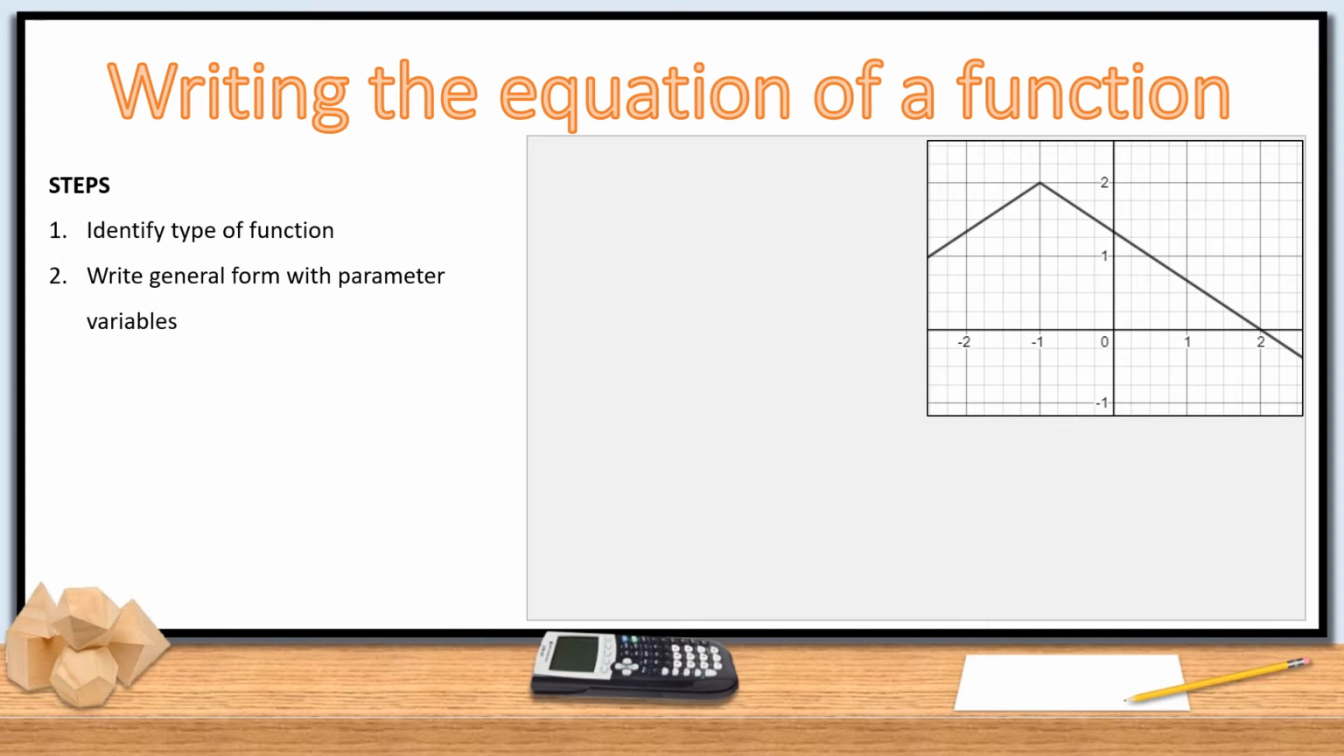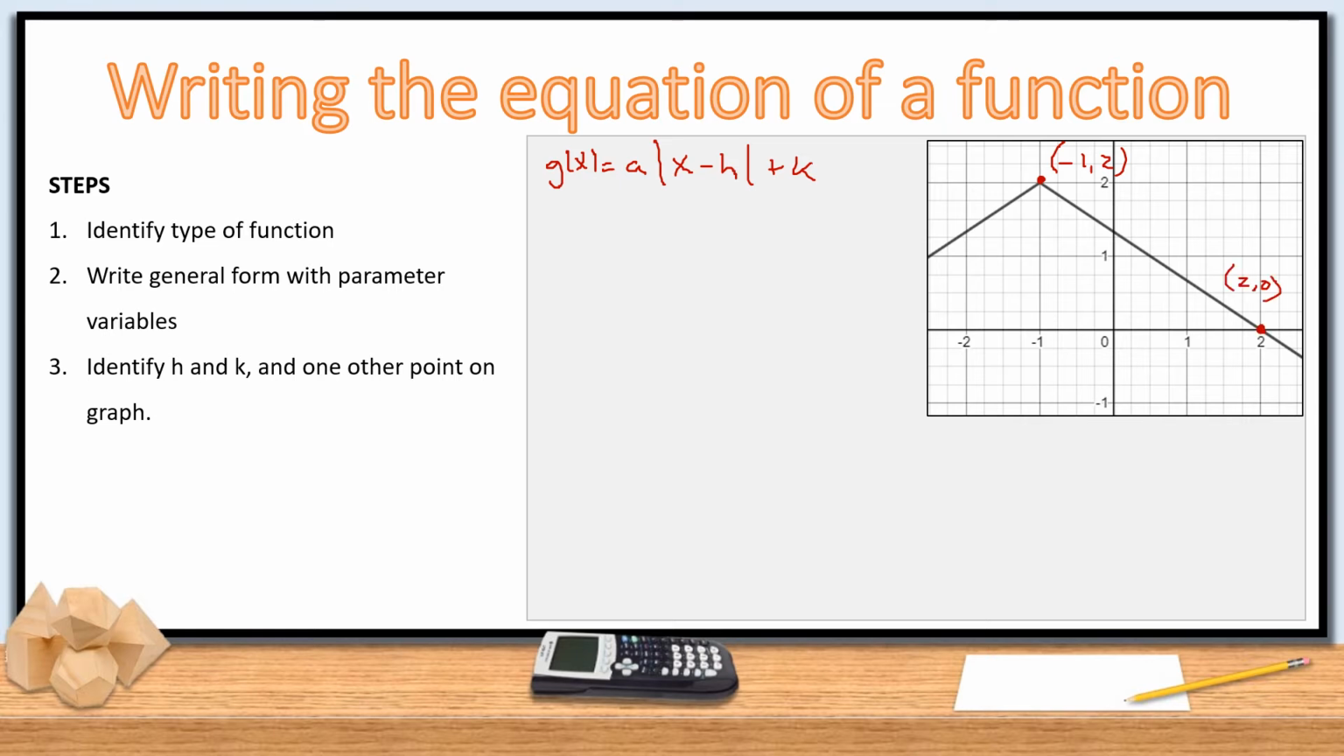General form. So we're only going to solve for the a value again. So we got g of x equals a times absolute value of x minus h, close the absolute value, plus k. So we got to solve for a again. Remember step 3 now, identify h, k, and some other value. So here's a point. That's at minus 1, 2. And, sorry, that's the vertex. Another point, looks like the next coordinate I can tell is this one down here at 2, 0.